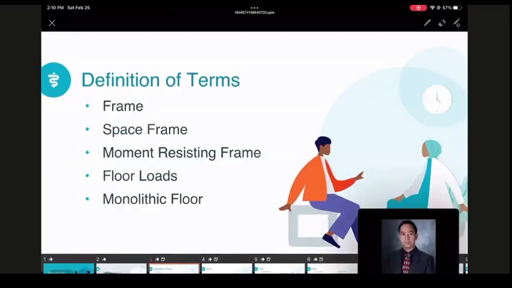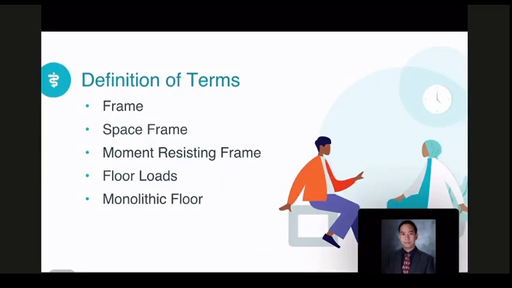So moment resisting frame: when we say moment resisting frame, it is a frame that is specifically designed to resist earthquake, wind, and gravity loads. When we say floor loads, that is what we discussed earlier, the dead loads and the live loads. So it is composed of your dead load and live loads. Live loads are non-permanent. Dead load is permanent.